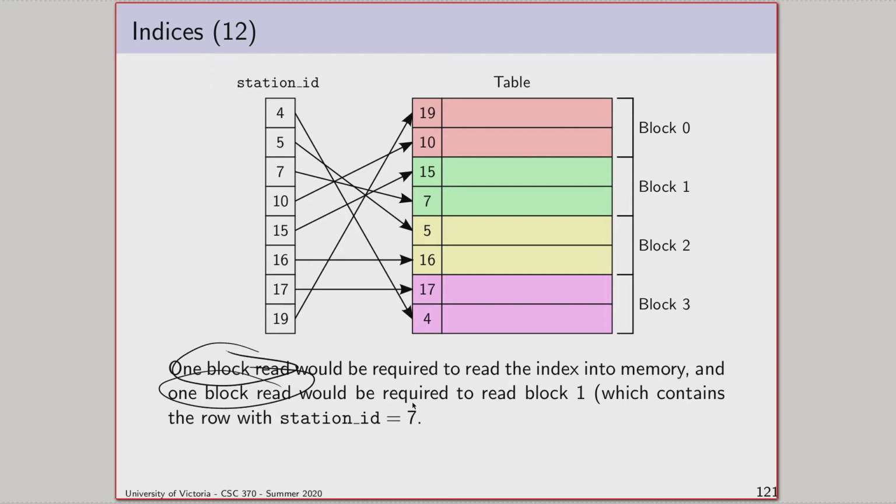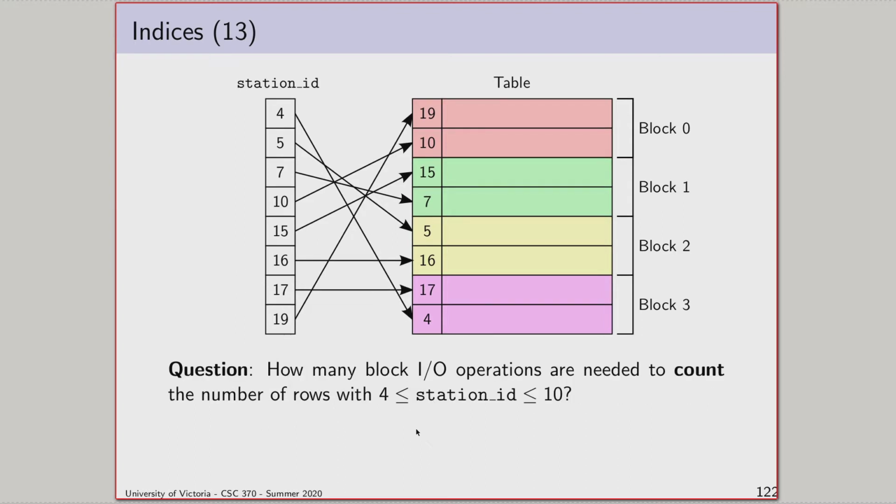Okay, we gotta start closing more parens here. How many block I/O operations are needed just to count the number of rows in this range query? This range query is saying, I want to know all the stations between station ID 4 and 10. Find me all the rows with a station ID between 4 and 10.